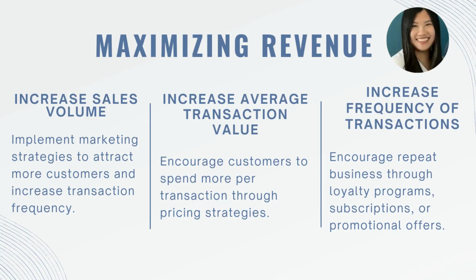So after finishing the increased revenue business, let's talk about maximizing your revenue. There are three things that you should know. The first one is increased sales volume. That's implementing marketing strategies to attract more customers and increase transaction frequency. Next, we have increased average transaction value. That's encouraging customers to spend more per transaction through pricing strategies. And last, we have increased frequency of transactions. You want to encourage repeat business through loyalty programs.